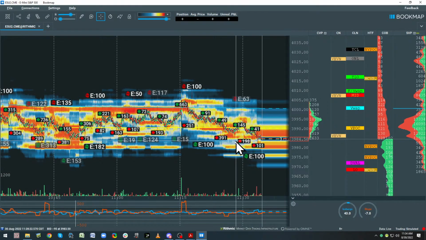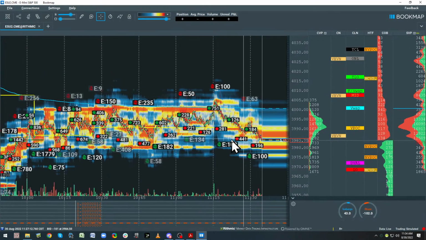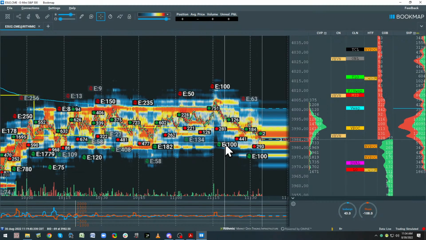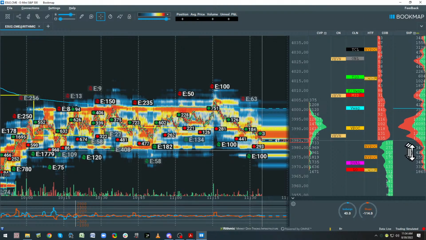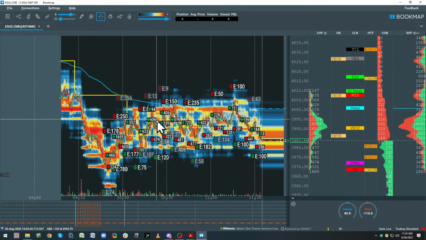Back to the VHVN. Okay, so now we want to see the behavior here. And now we've got to watch this. But this is your outside-in trade, mean reversion. So guys, this is called balance. And you can kind of see what it is. It's a consolidation.